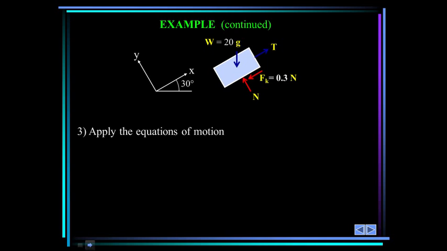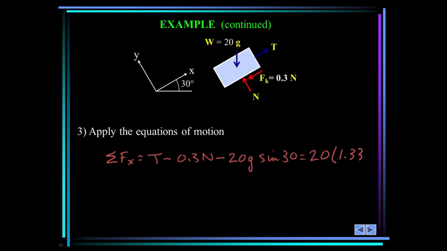So here's our free body diagram. Let's sum the forces in the x direction. That is equal to T minus the frictional force, which is 0.3 times n, minus the component of the weight in the x direction, which is 20g times the sine of 30 degrees. That equals the mass, which is 20 kilograms, times the acceleration, which we determined previously to be 1.33.